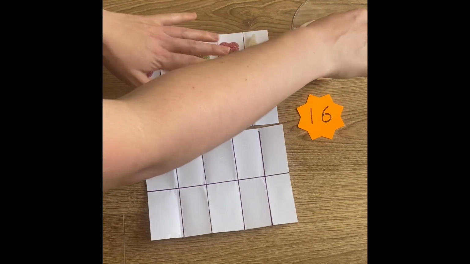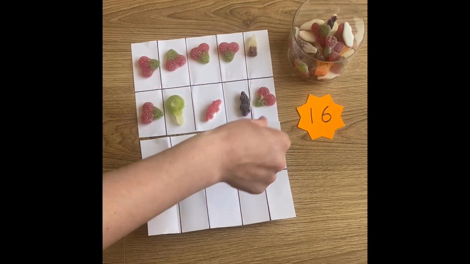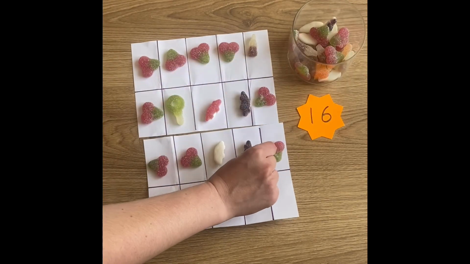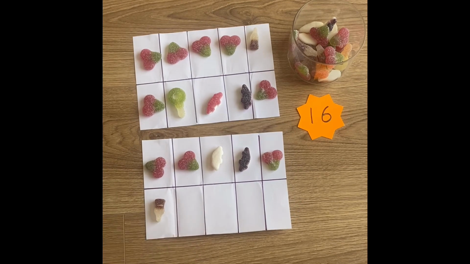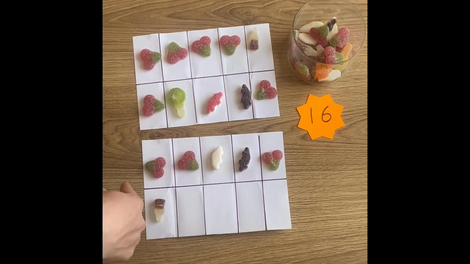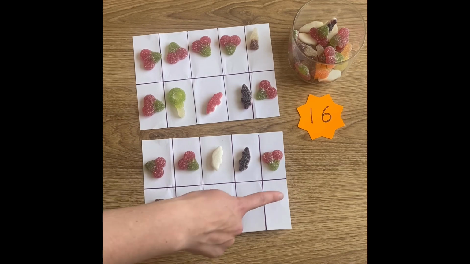So I'm going to go 10, 11, 12, 13, 14, 15, 16. There we go. And I have made 16. Now looking at this, I can see that 16 is made up of 1 ten and 6 ones. So if you say that with me, 16 is made up of 1 ten and 6 ones.